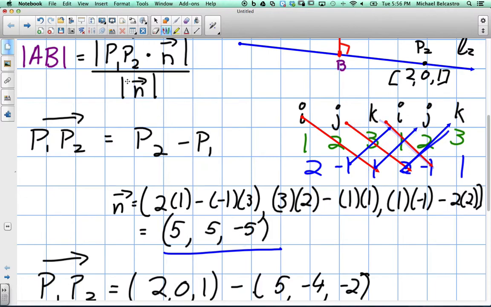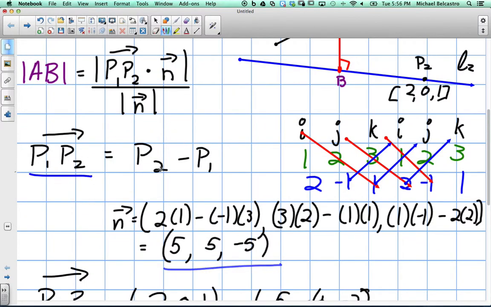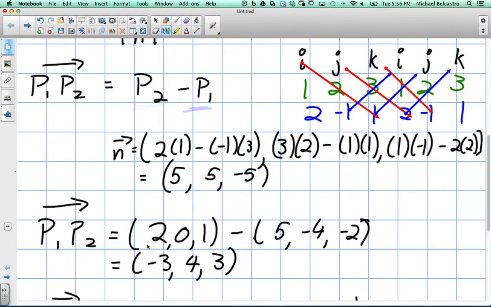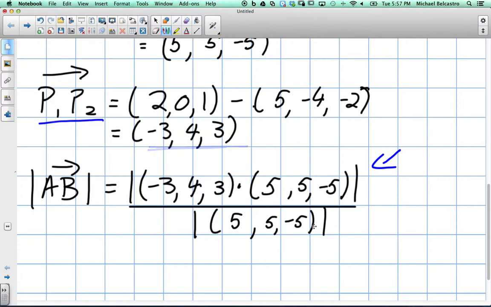Okay. To find our line between point 1 and 2, we actually take point 2 and subtract point 1. And that's these two values here, our point 2 and our point 1. So I took point 2 and I've subtracted point 1, which is just right here. Point 2 is 2, 0, 1, minus 5, negative 4, negative 2. And we get this coordinate for our direction vector from point 1 to 2. Okay. So we now plug that into the formula they've given us.